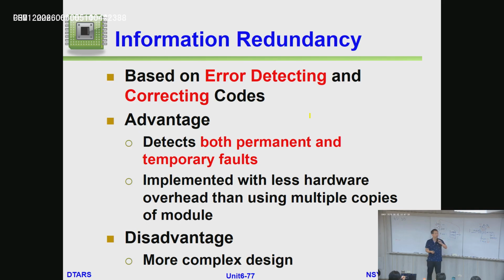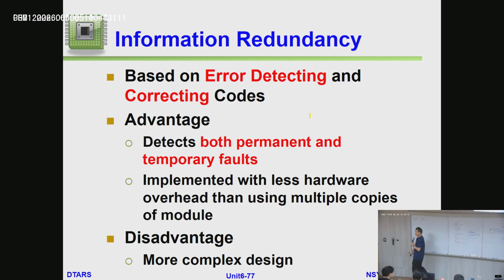Finally, it is the information redundancy. Basically, we want to put some additional bits in our signals. Originally, for example, our circuit output is 32 bits. If we try to add more bits in our signals, maybe we can detect the errors and also correct the errors. So this is information redundancy.